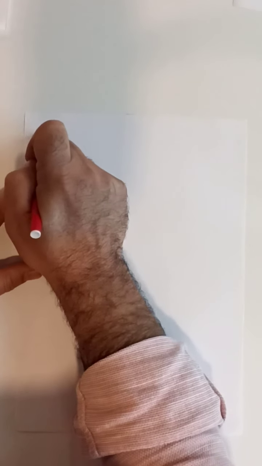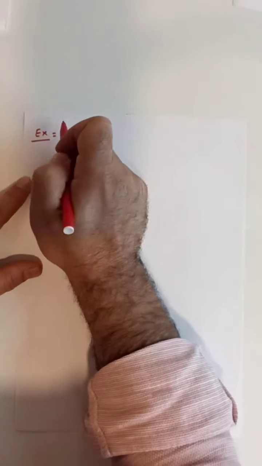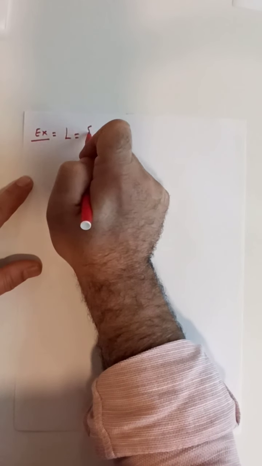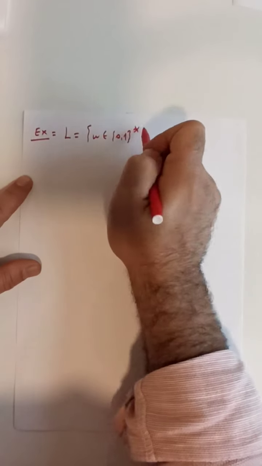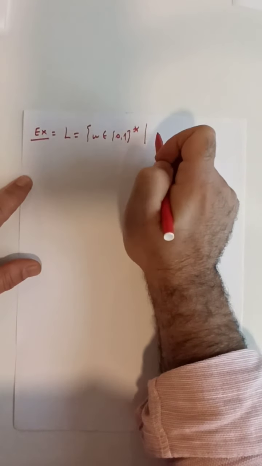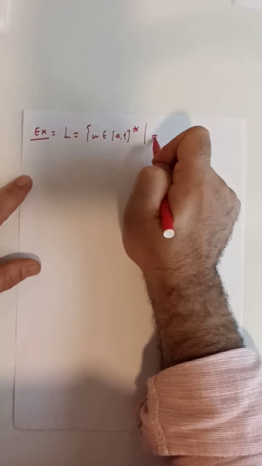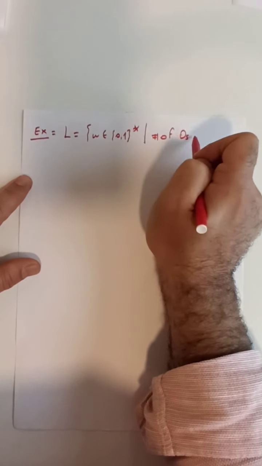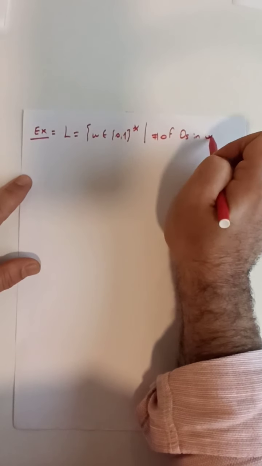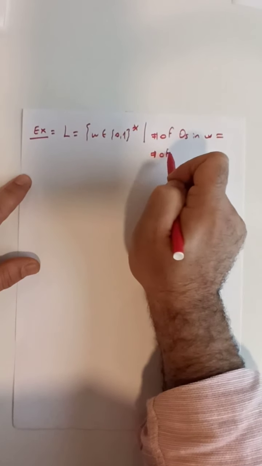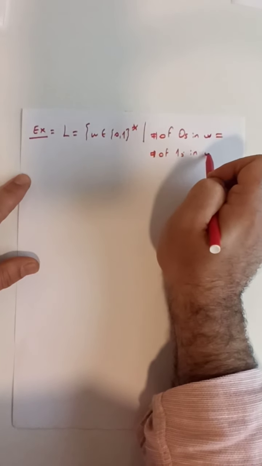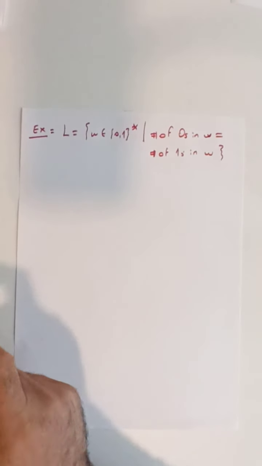Okay, let's see yet another example. Given the following language description, W in {0, 1}*, such that we want the number of zeros in W to be equal to the number of ones in W. What could be an example string that belongs to the language?